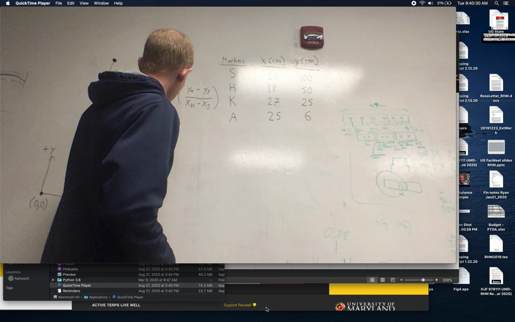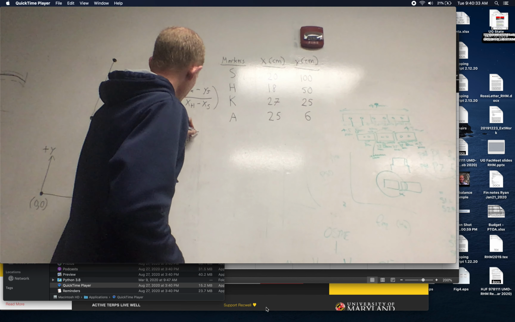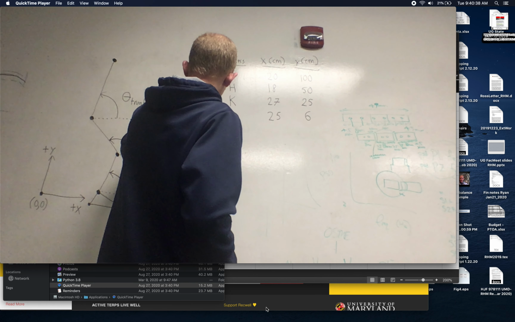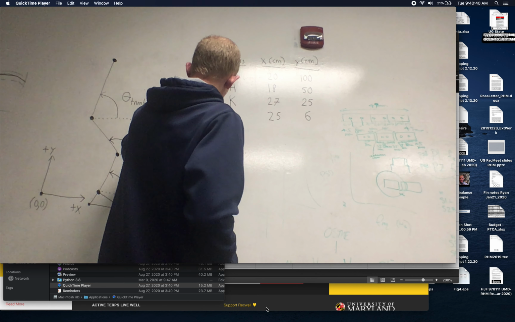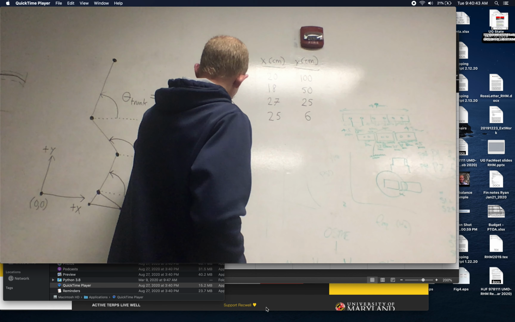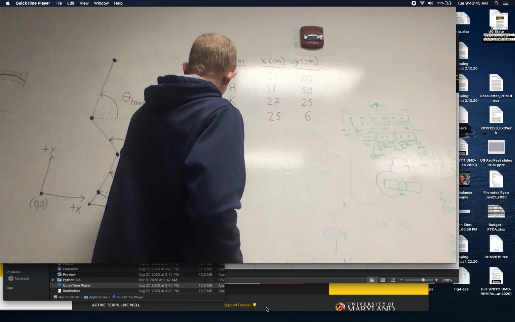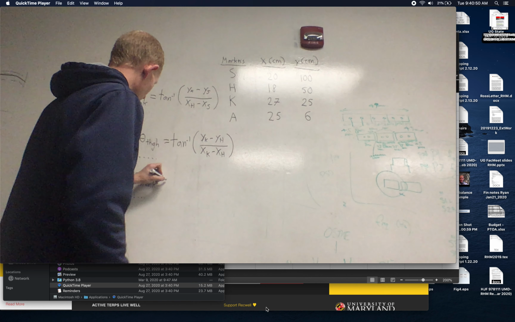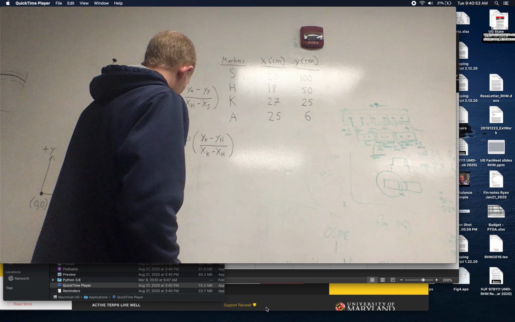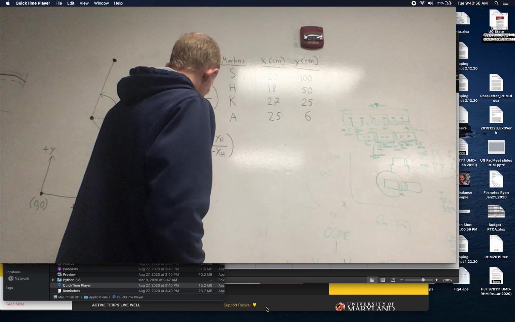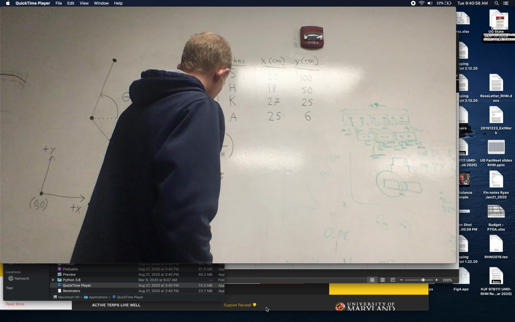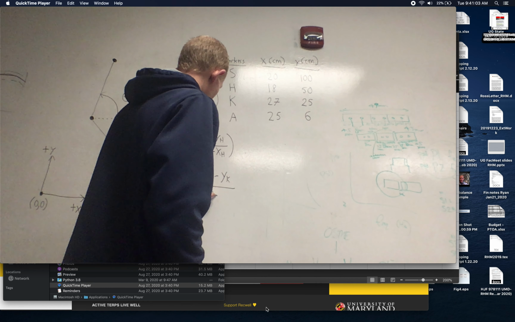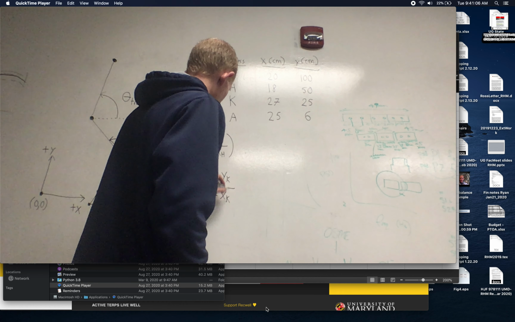For the thigh, that's inverse tangent of y for the knee minus y for the hip divided by x for the knee minus x for the hip. And then lastly for our shank, that's going to be y for the ankle minus y for the knee divided by x ankle minus x knee.